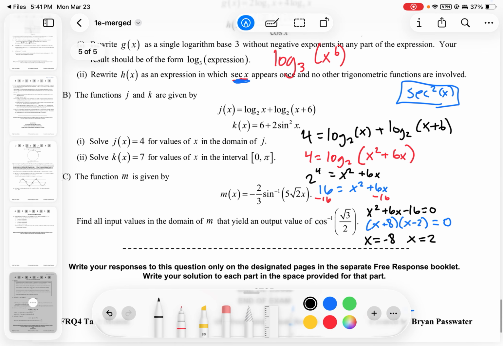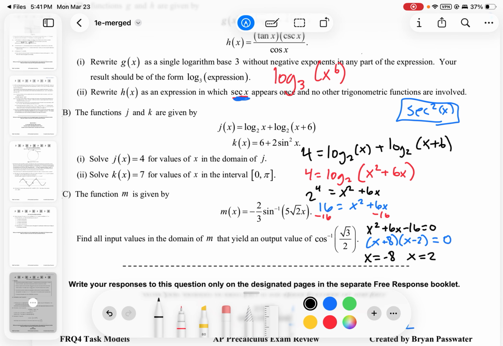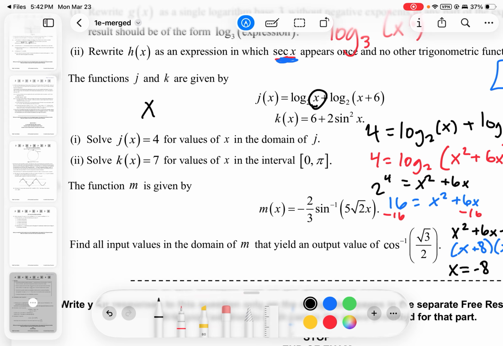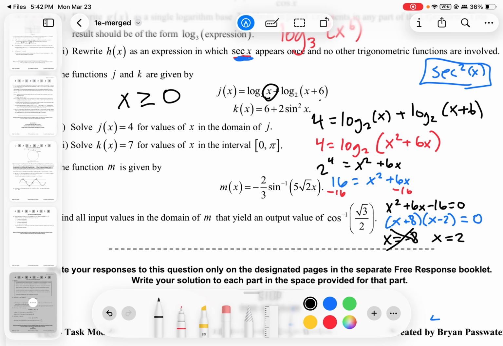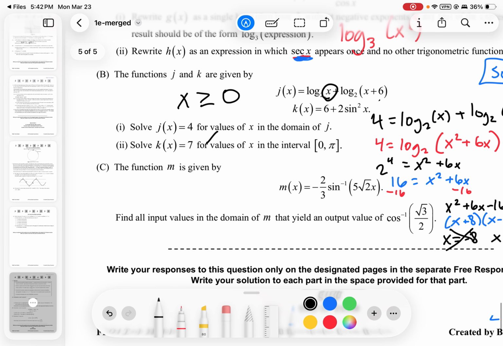This is where I have to be really careful. Remember, all logarithm arguments must be greater than 0. So I have this x right here, which means all x values must be greater than 0. Also, x plus 6 must be greater than 0, so x must be greater than negative 6. Well, obviously, if it's greater than 0, it's also greater than negative 6, so I don't really need this. But it is true, based on this, that x must be greater than 0. x equals negative 8 is not inside our domain. So the only answer here is x equals 2.